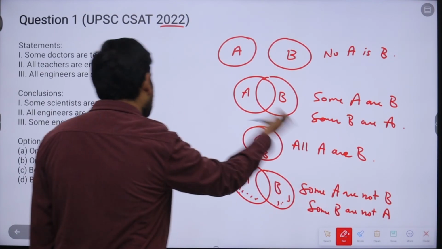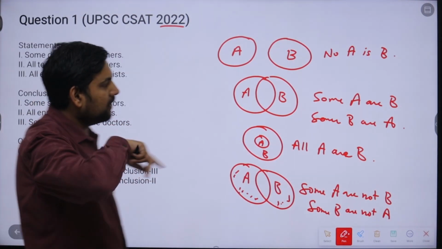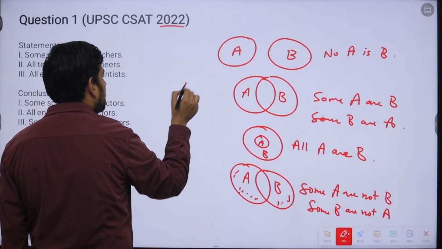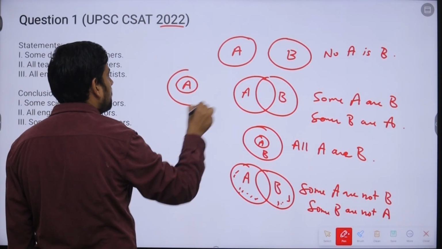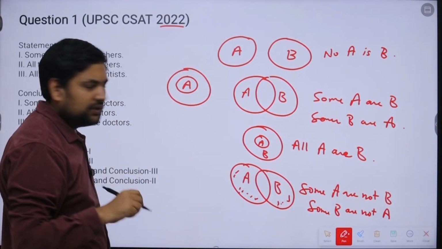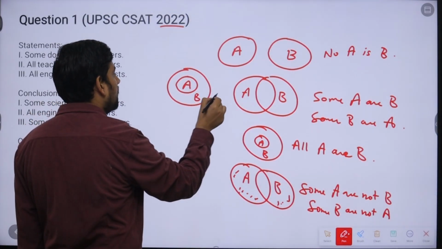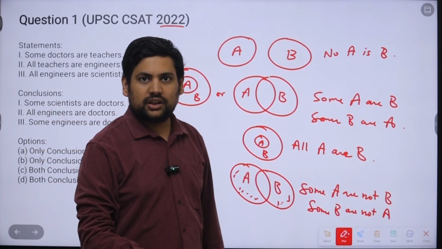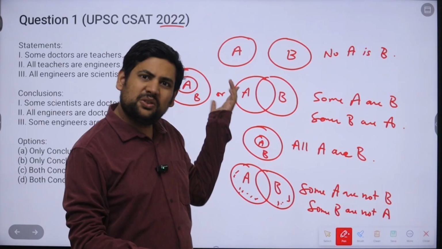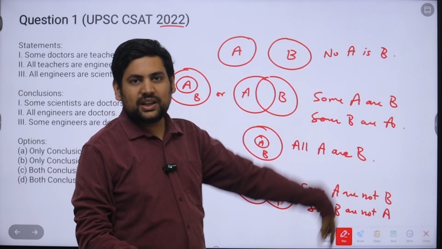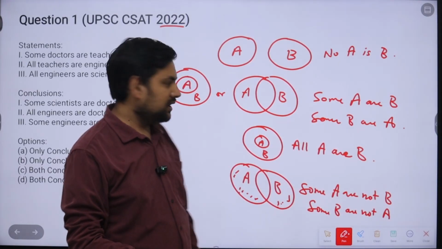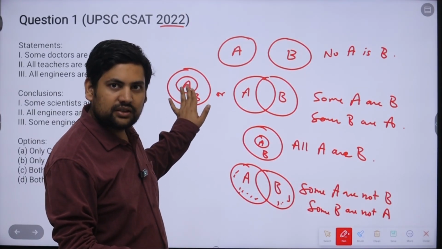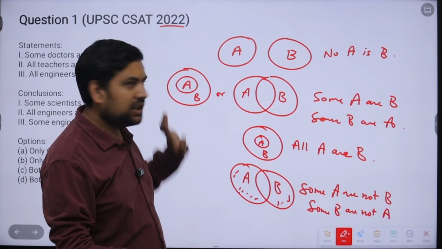Now, there is also one diagram for some A are B. Some A are B can also be made like this. Why can this be made like this? Because it was saying that some A are B. Correct? Now, if all A are B, then also it's fine. Then similarly, some B are A can also be made like this. Correct? Understood? Some B are A.